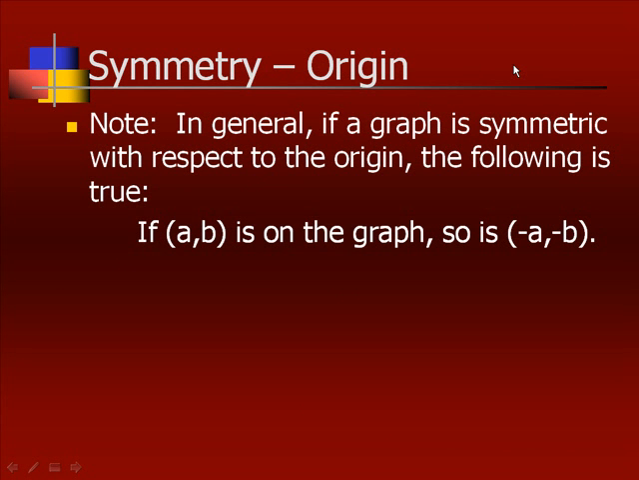Okay, now in general, if a graph is symmetric with respect to the origin, the following is true. If (A, B) is on the graph, so is (-A, -B), which means we're changing the x values and we're changing the y values.